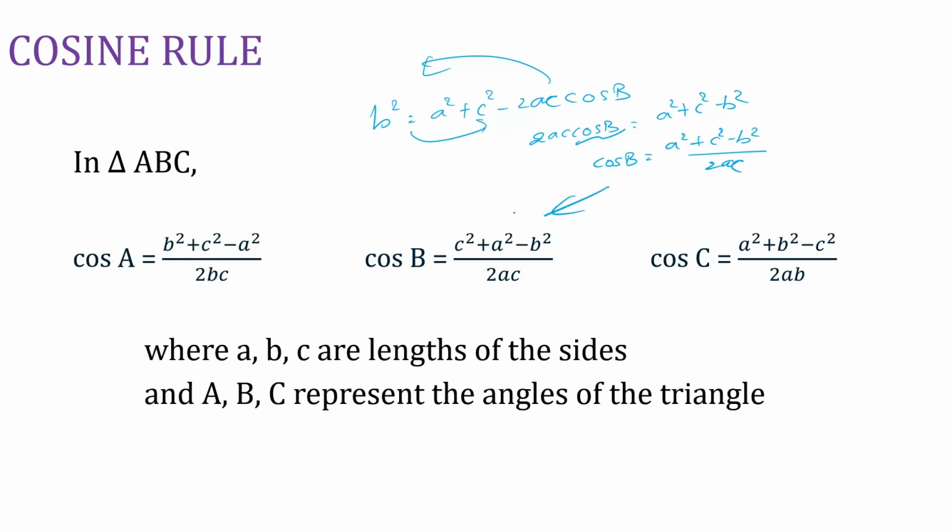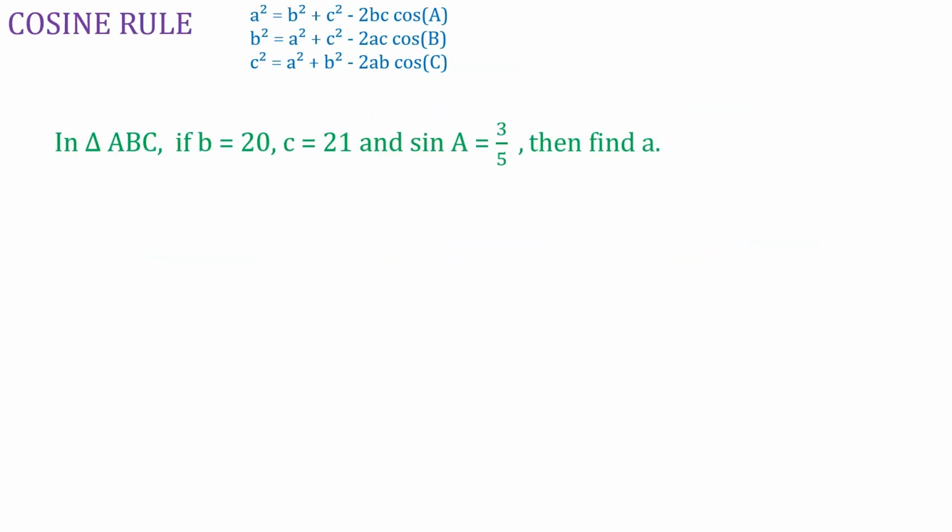In a similar way, when we calculate for all other angles, we'll get these formulas. We'll see how to apply these formulas to solve a few problems. When we know two sides and the included angle, we can find the third side. Here is the example we have. Now we need to find A, means we have to consider the formula for A square. A square is equal to B square plus C square minus 2BC cos A.